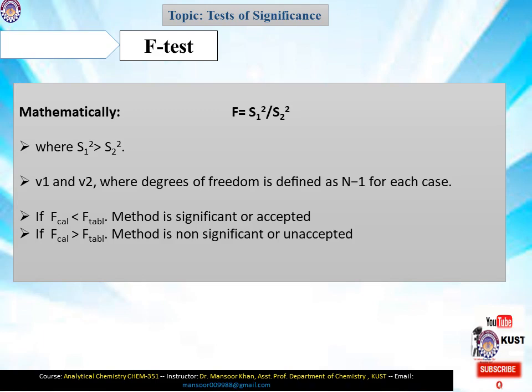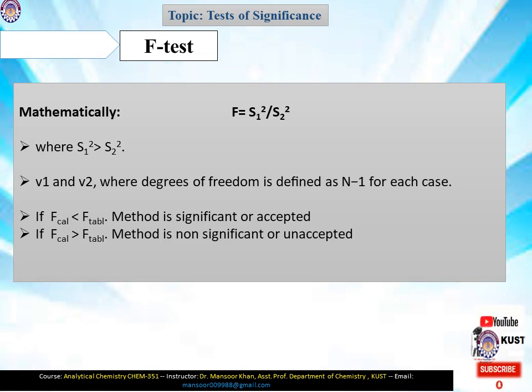If F calculated is greater than F tabulated, the method is non-significant or unaccepted. It means that when F calculated is greater, the variance of the developed method is higher as compared to the variance of the accepted method.